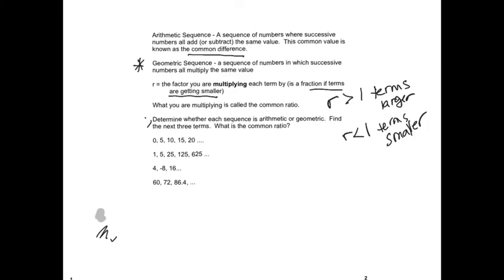All right, let's look at this one we can do together. Determine if it's arithmetic or geometric. Find the next 3 terms. And what is the common ratio? So first we have to figure out, is it arithmetic or geometric? We go from here to here, we add 5, here we add 5, here add 5. So we know right now it's arithmetic. Our common difference is 5. Our next 3 terms would then be 25, 30, 35.